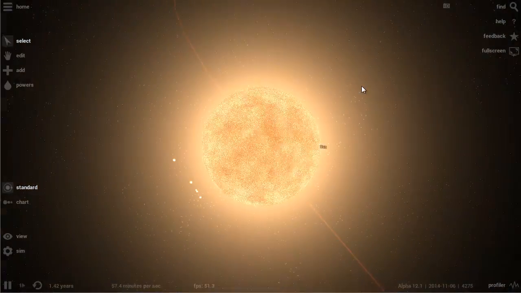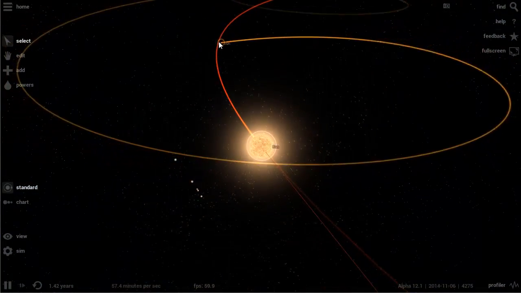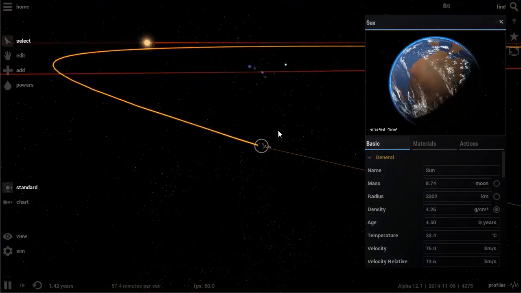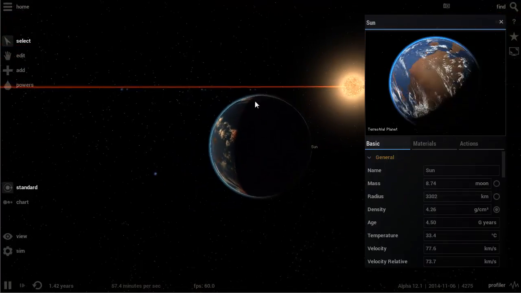Or is it the Sun? Because there's another sun flying around the Sun, and that's a terrestrial planet. And today this is our mission. Basically I'm going to show you how you can terraform a star.